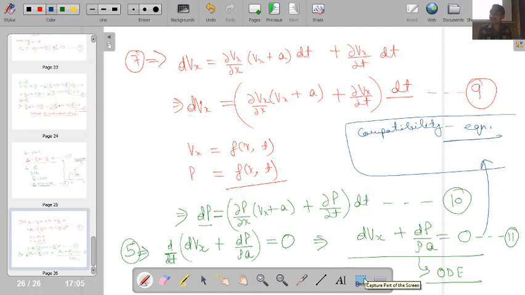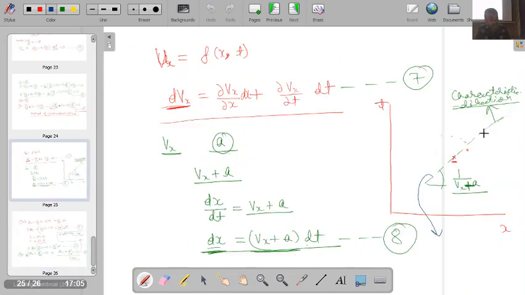Is this point clear? Are you able to relate to what I am saying? On the XT diagram, I have a particular direction. Along this direction, I am having my characteristics. Along this direction, my partial differential equation has become nothing but an ordinary differential equation. That particular equation is called the compatibility equation.